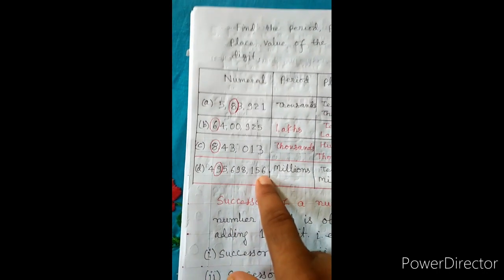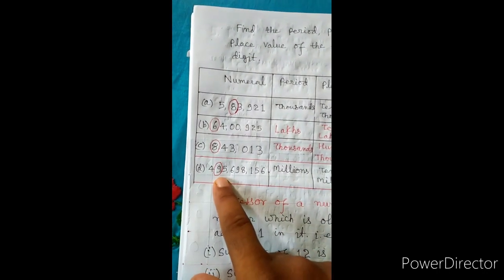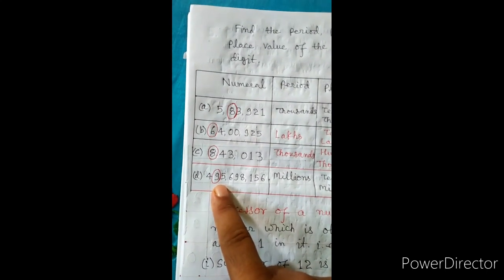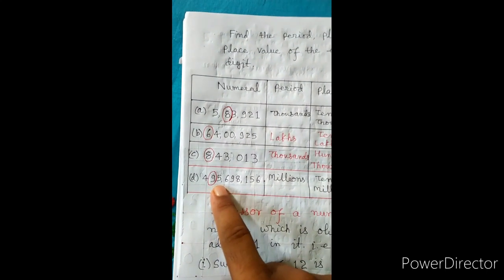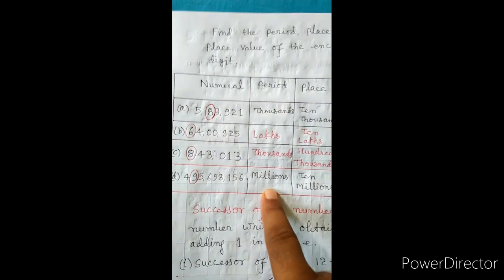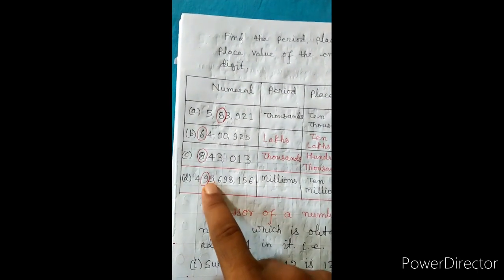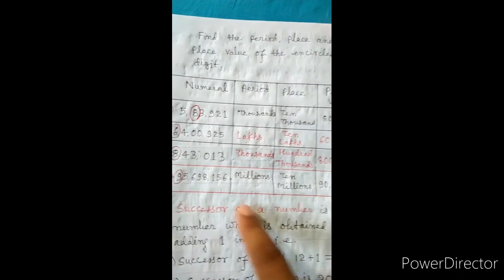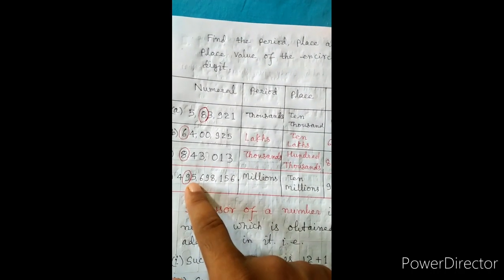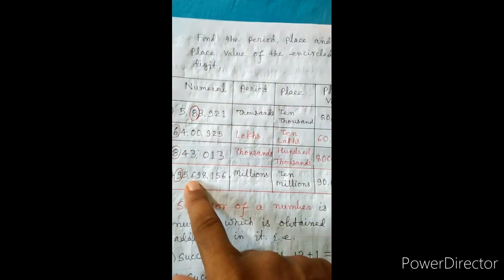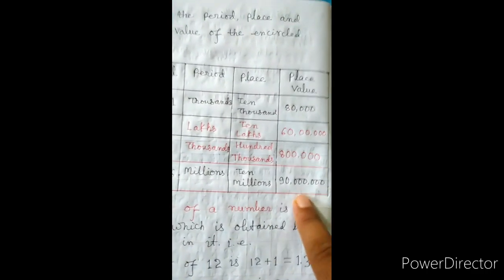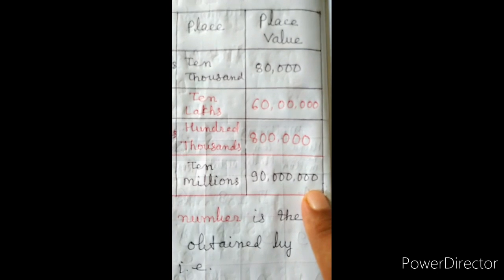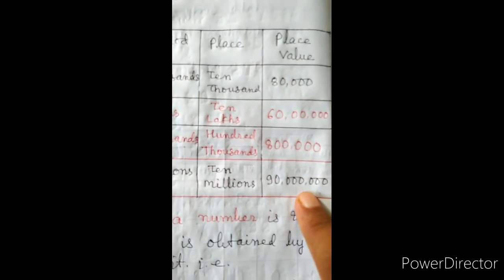Again here, first period, second period, third period, and third period is million. So this is millions period, millions and 10 millions. This 9 is at 10 millions place, and 9 is face value, which will be multiplied by 10 millions. That is 9 into 10, that is 90 million. In this way we have 90 million.